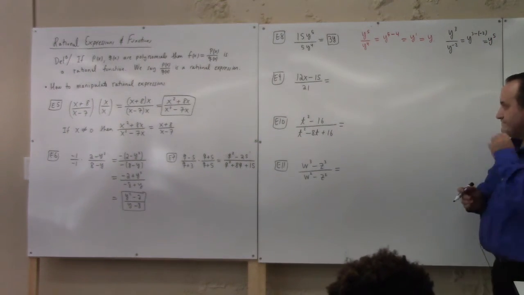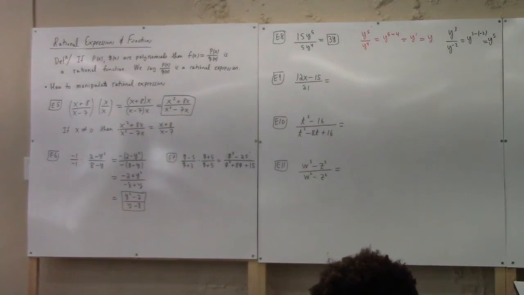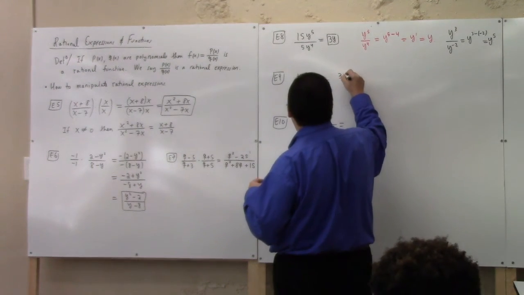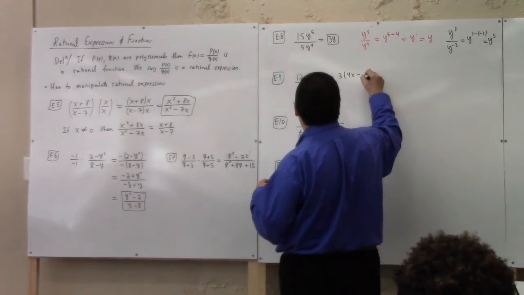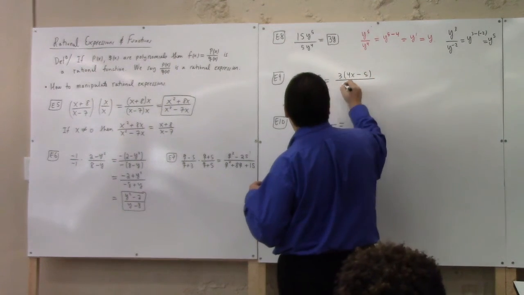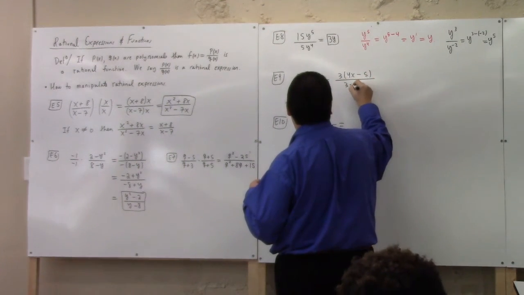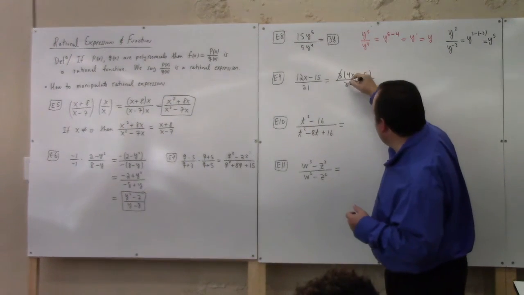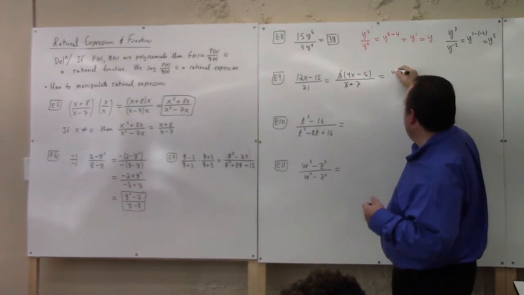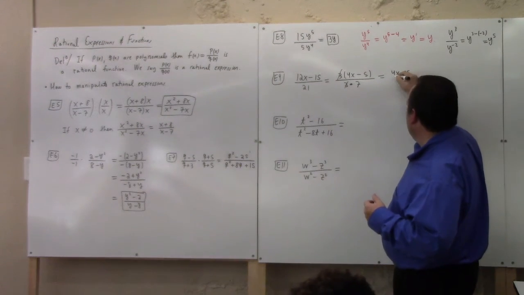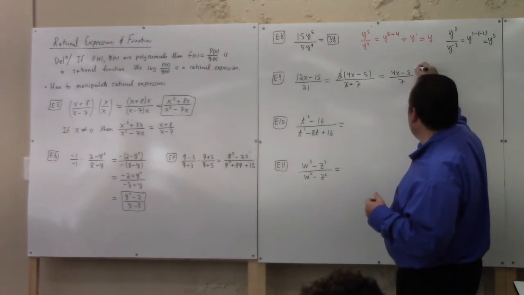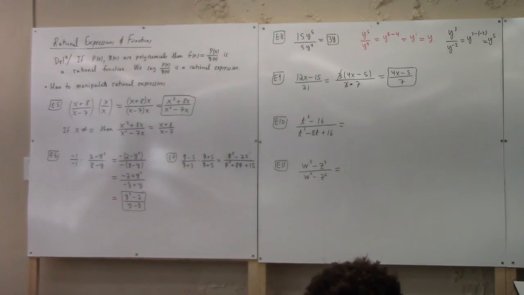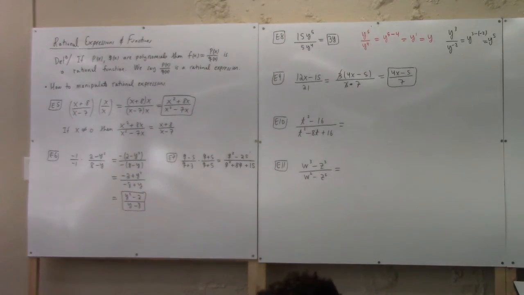But how about this 12x minus 15? I suggest what we do here is factor out a 3. So that's 4x minus 5, right? And 21 is 3 times 7, right? So we can cancel the 3's. And we're left with 4x minus 5 over 7. That's about as simple as I can make it. There you go. There's example 9. Example 10.